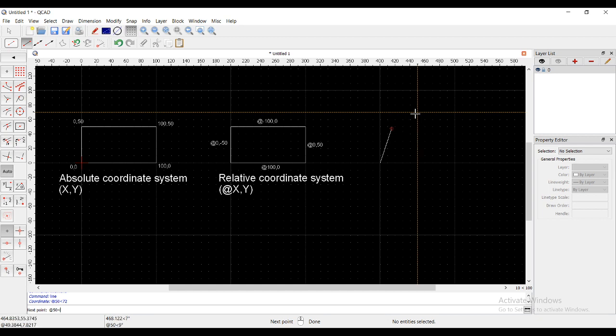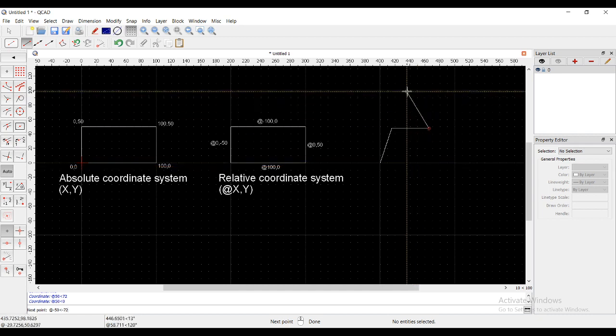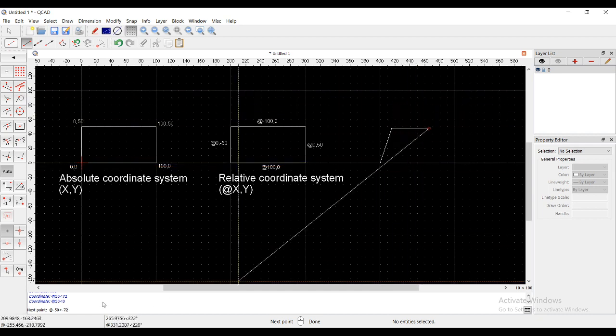If I go with angle 0, that will be the horizontal line. Then I will go with @-50 at an angle of say minus 72. This is from the other horizontal side. If you say minus, it will be anti-clockwise. If you say plus, it will be clockwise. So the measurement of angle will be clockwise and anti-clockwise.